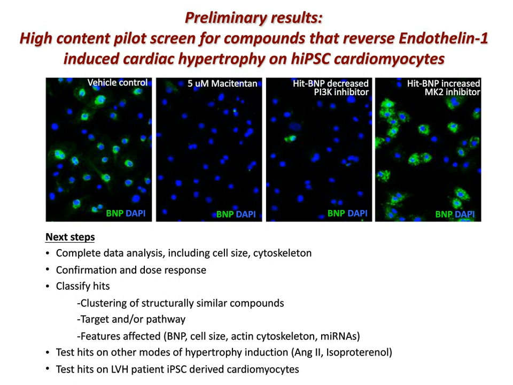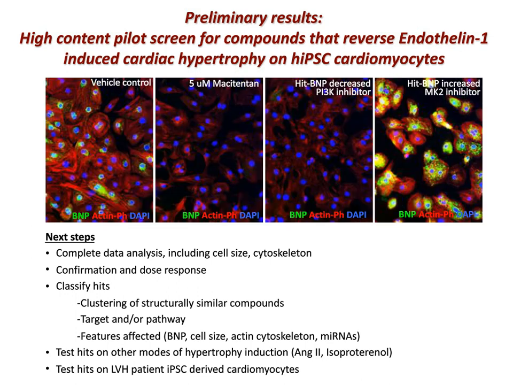So this last slide illustrates how we are multiplexing as many features as possible, leveraging the power of high-content imaging. Shown here are actin phalloidin stains, which exhibit clear differential patterns in response to drug treatment, which along with the analysis of alpha-actinin expression will allow us to assess the actin cytoskeleton. We've not completed the analysis yet of our primary pilot screen, but it will take into account readouts of multiple features affected, including not only BNP expression, but cell size, actin cytoskeleton, and as well we're looking at microRNAs isolated from exosomes in the media.